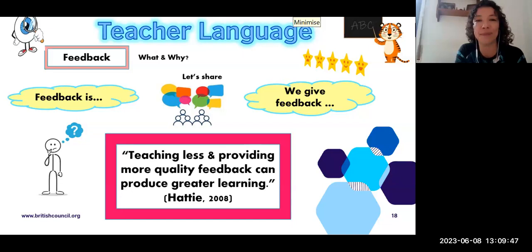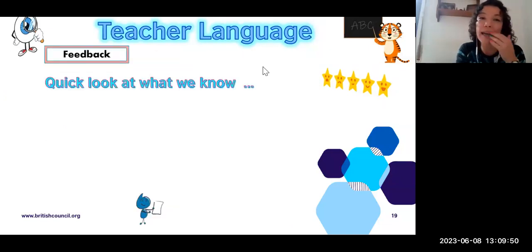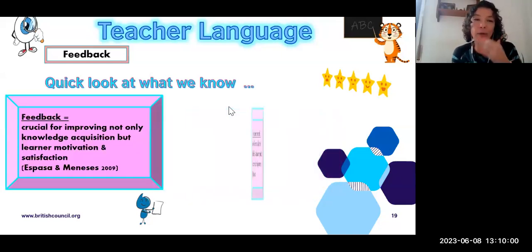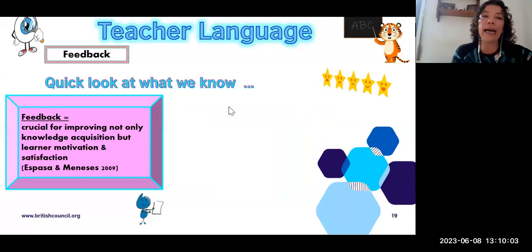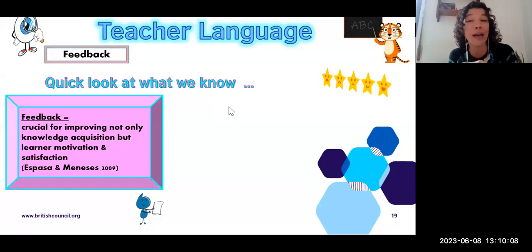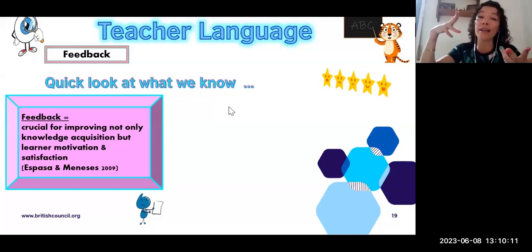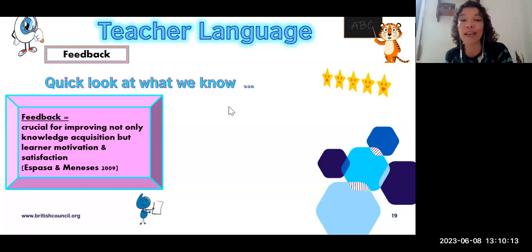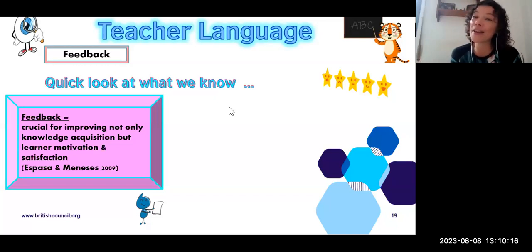Lovely. Okay, so let's break this down and have a little bit of a look at the role feedback can play. So let's have a quick read of that one. Here we're saying that feedback is crucial for improving not only knowledge acquisition, so it is part of them acquiring the knowledge, but also learner motivation and satisfaction. So there's a part of it which is, yes, we're helping them with their knowledge, but really also it plays a huge factor in motivation and satisfaction.